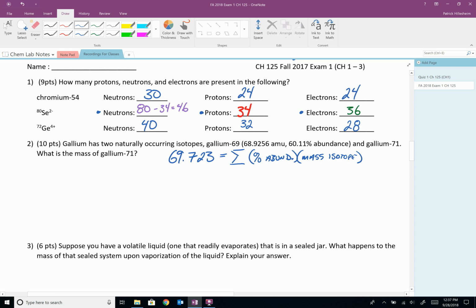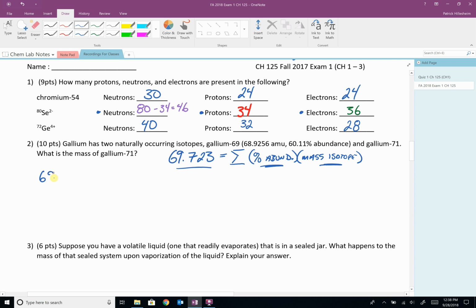So let's say for just a second that gallium had 15 isotopes. What we need to do is set up an equation where the percent abundance of each one of those 15 isotopes times its mass would be equal to the 69.723. So if we had 15 isotopes, we'd have to set up a pretty long equation. But we don't, we've only got two. So now we just got to fill in the blanks.